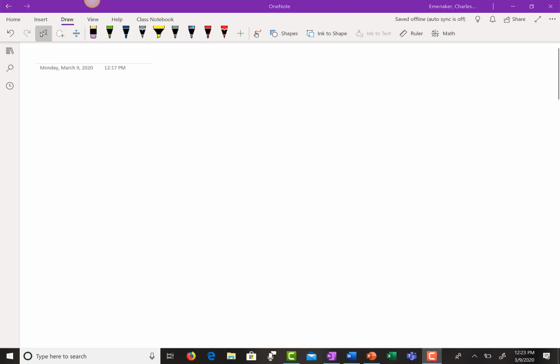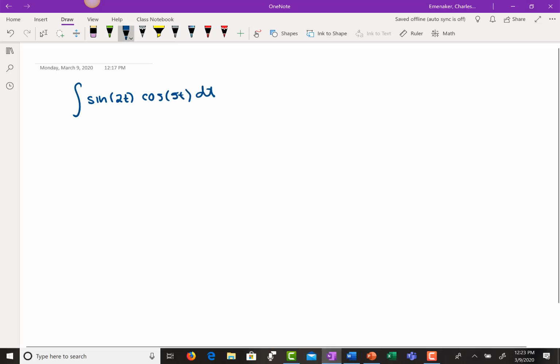We are on page 8, example 7. The example that you're given here is this integral, the sine of 2t cosine of 5t dt. Now, if there was a plus sign between these two, this would be a piece of cake, wouldn't it? Because you can integrate cosine of 5t, you can integrate sine of 2t individually, if there was a plus or a minus there. But there is not a plus or a minus, which means those two things are multiplied.